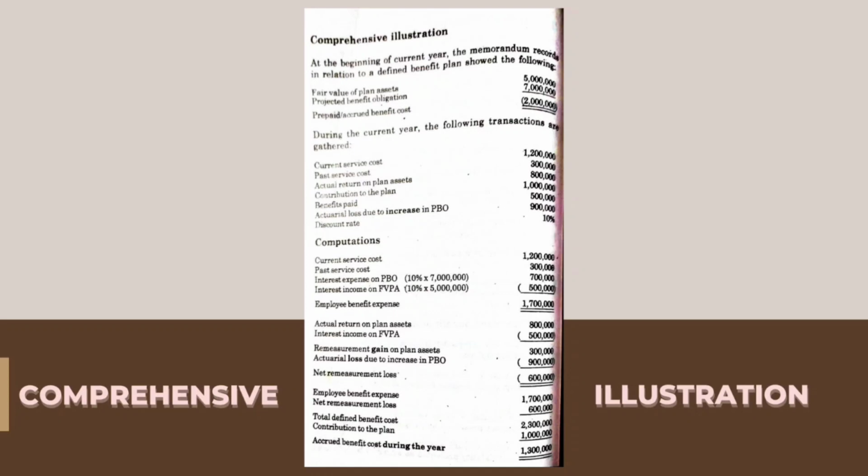So, in computation, the current service cost is 1,200,000, and the past service cost is 300,000. To get the interest expense on PBO, we multiply the discount rate and the projected benefit obligation. So 10% multiplied by 7 million gives 700,000.